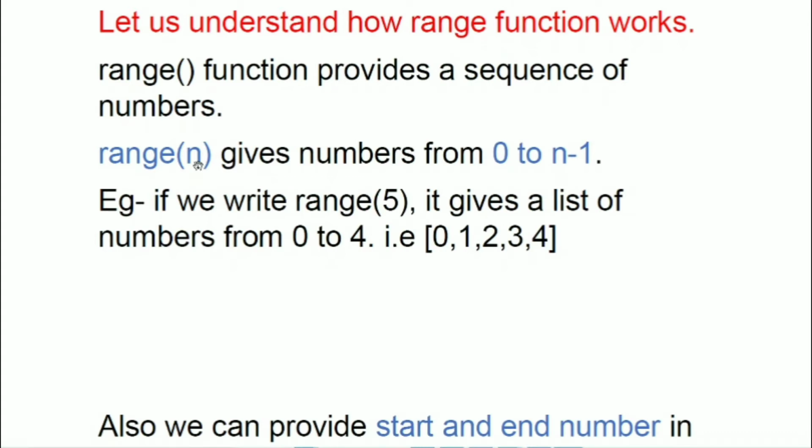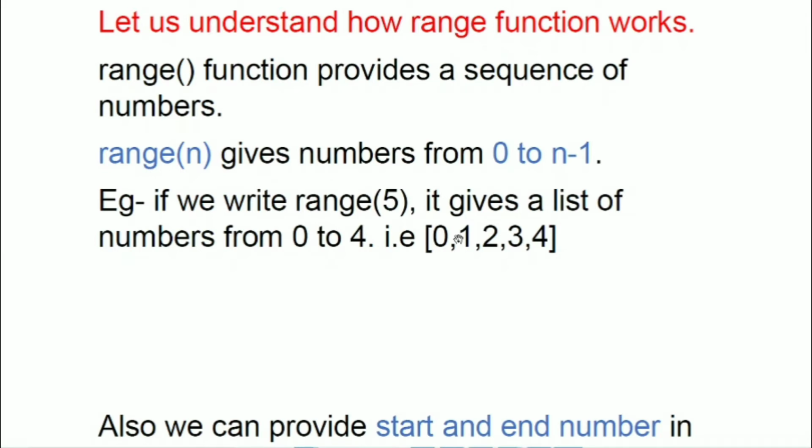Another important point is the number we considered as the upper limit in the range function. After the range function executes and gives us a sequence of numbers, the last number of the sequence is always one less than the number we have mentioned here. As you can see, we have mentioned range of 5. It gives us the numbers from 0 to 4, so 5 is not included in the list. Now as you can see here, we have not mentioned the lower limit. That means the lower limit is automatically considered as 0.